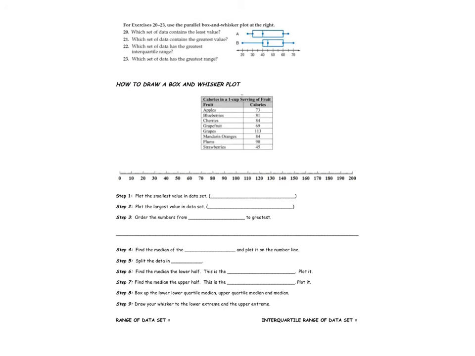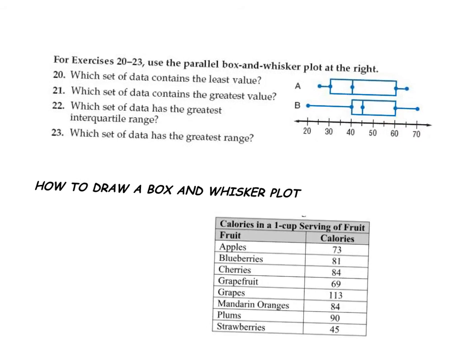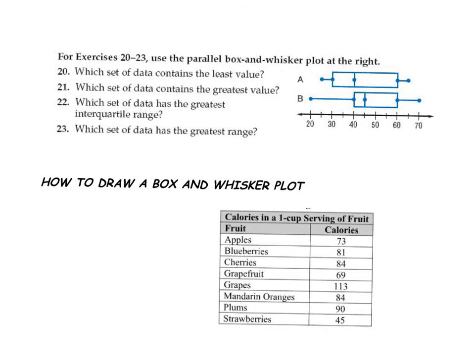So let's take a look at another question. Use the parallel box and whisker plots at the right. In other words, you've just got 2 box and whisker plots on one number line, and you're comparing what they give you. It says, which set of data contains the least value? Remember, the least value is the number at the end. A is right here, which looks like it's at about 25, and B is at 20. So set B would have the smallest value.